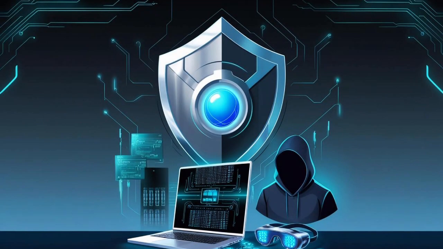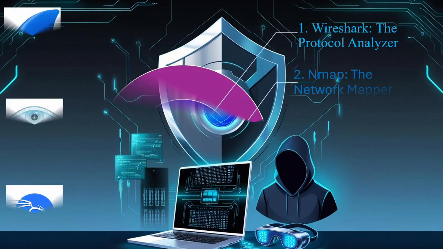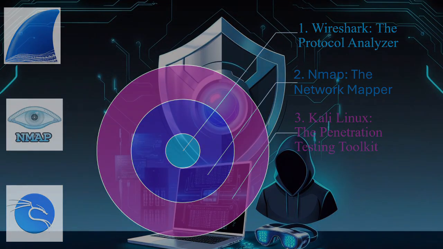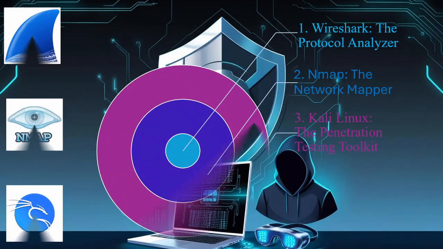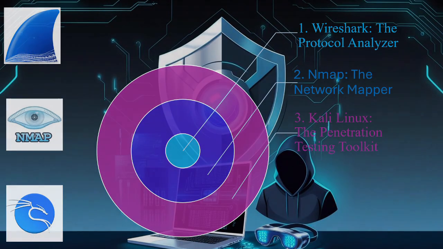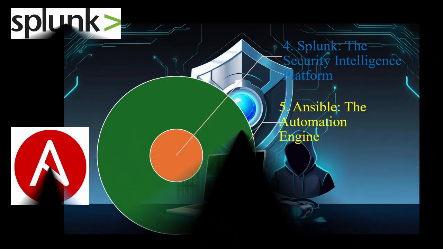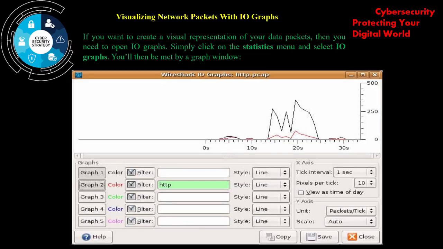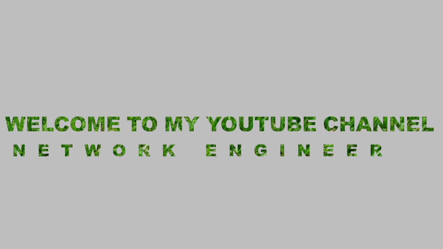We're going to start with the ultimate protocol analyzer, Wireshark. Then, we'll move to the network discovery powerhouse, Nmap. After that, we'll explore the penetration testing toolkit, Kali Linux. For our fourth tool, we'll look at the SIEM giant, Splunk. And finally, we'll discuss the automation engine, Ansible. Stick around until the end, where I'll give you some tips on how to build your own personalized toolkit.